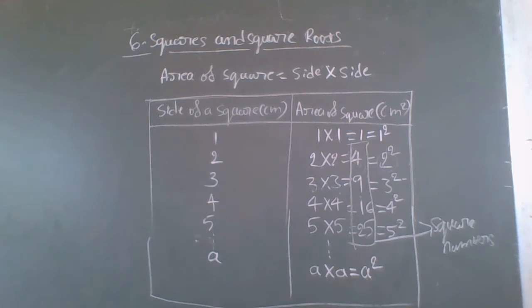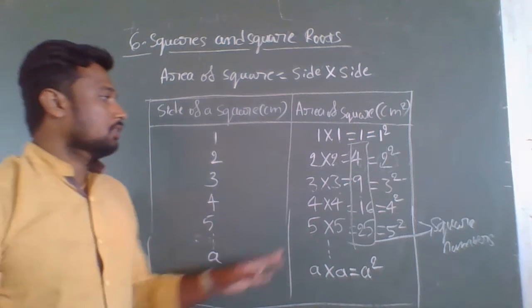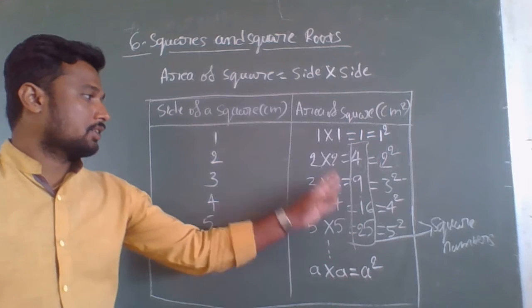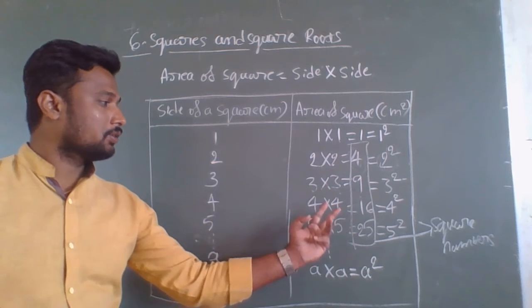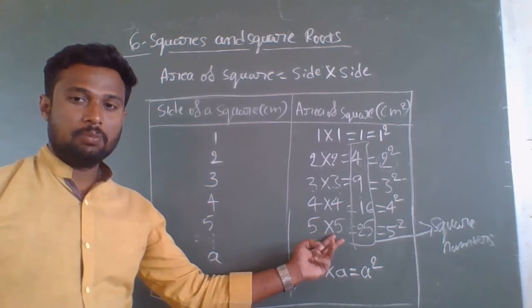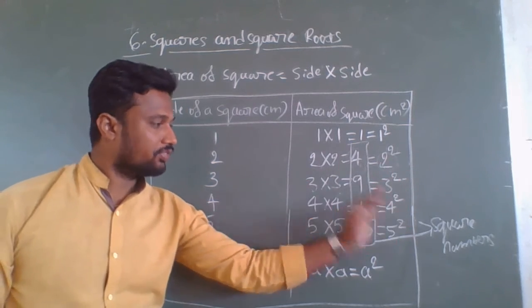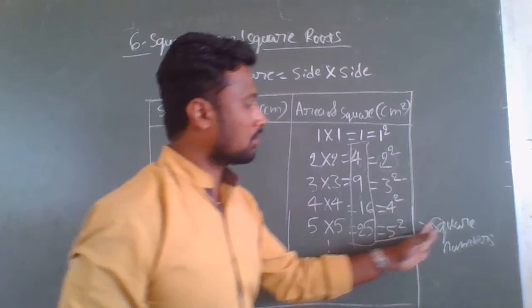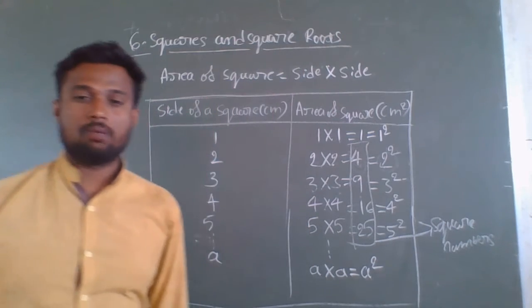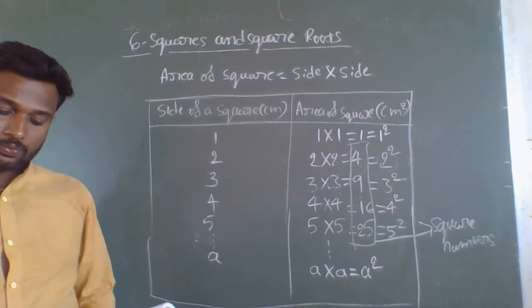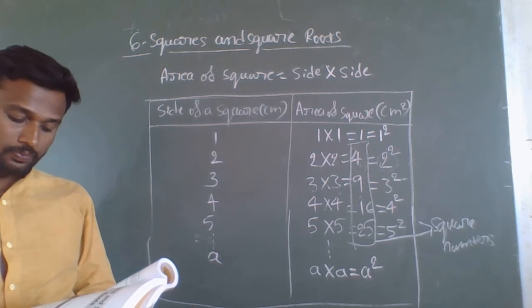Why are these called square numbers? You can represent these numbers as 2 into 2, 3 into 3, 4 into 4, 5 into 5. Means you can represent them in the form of 2 square, 3 square, 4 square, 5 square. Therefore, these numbers are called square numbers.